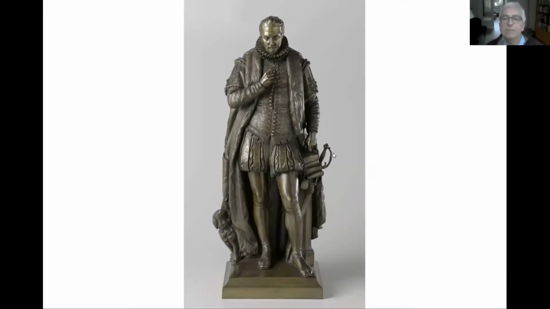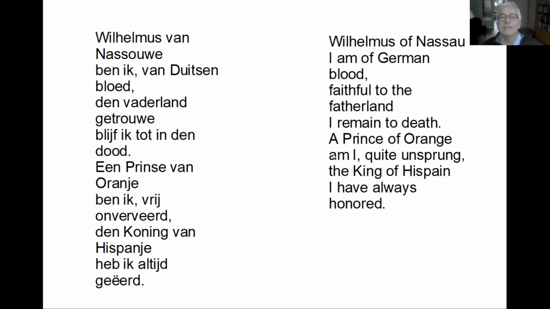At that time, the text of the national hymn was written by, let's call it, the ghostwriter of William, and there it says in Dutch, but let's focus on the English side: I'm of German blood and I'm a Prince of Orange, and I've always honored the King of Spain, which was true until he was kicked out of office by Philips II.